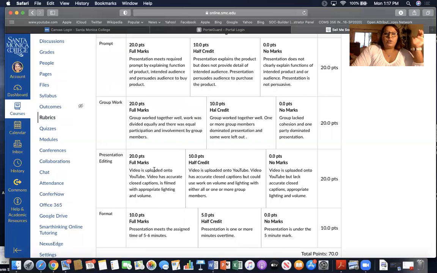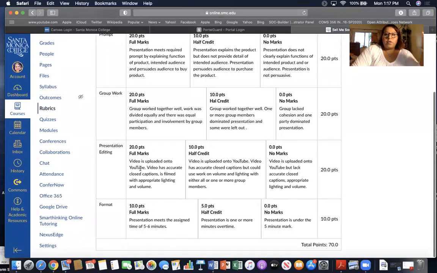The second area that I'm going to be looking at is the group work. Again, cohesiveness. Did you all work together well? Did you all divide the work equally? Was everybody involved?